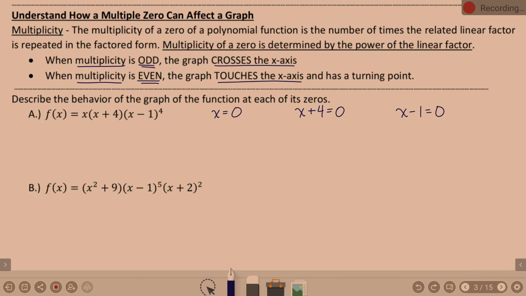The first zero I'm going to have is x equals 0. What about when it's x plus 4? Subtract 4, and x equals negative 4. And when it's x minus 1, add 1, and it's x equals 1. What are those three numbers that I have listed there? Those are my zeros. Okay, so right now I have zeros of 0, negative 4, and 1. Now, the next thing we're going to talk about is the multiplicity of each of these zeros.